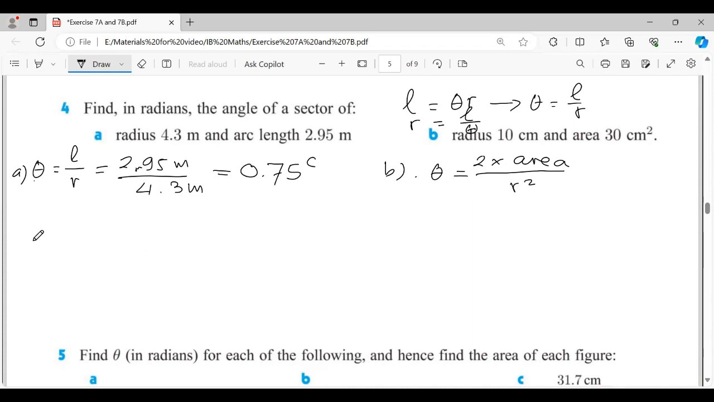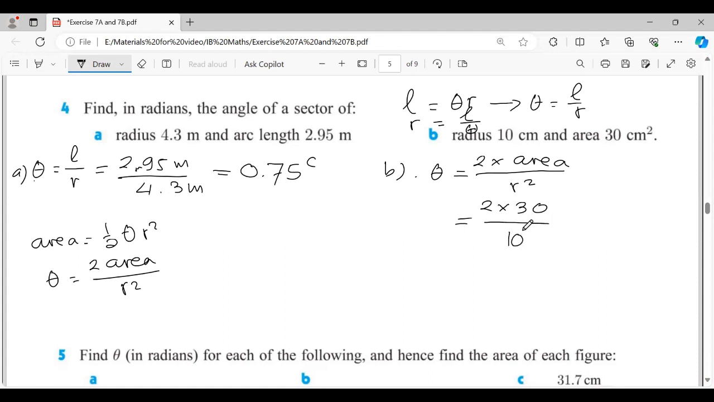Because the sector area formula is half times theta times R squared. So if you want to find theta, if theta is the subject, it means 2 times area over R squared. So the calculation becomes 2 times 30 over 10 squared. It becomes 0.6 radians.